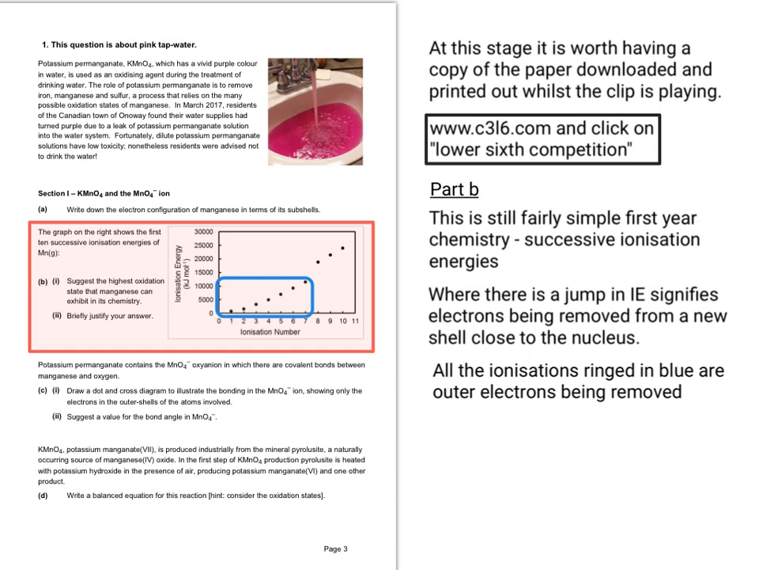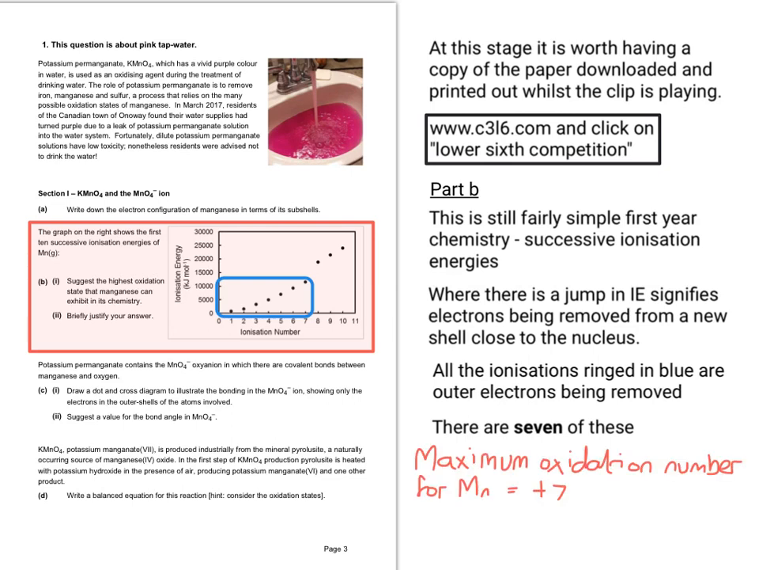So all the ionizations that are being ringed in blue represent outer electrons being removed. And as you can probably work out, there are 7 of them. So that means you could write down that the maximum oxidation number for manganese is +7. So to justify your answer like it asks you to, there's a large increase from ionization 7 to 8.